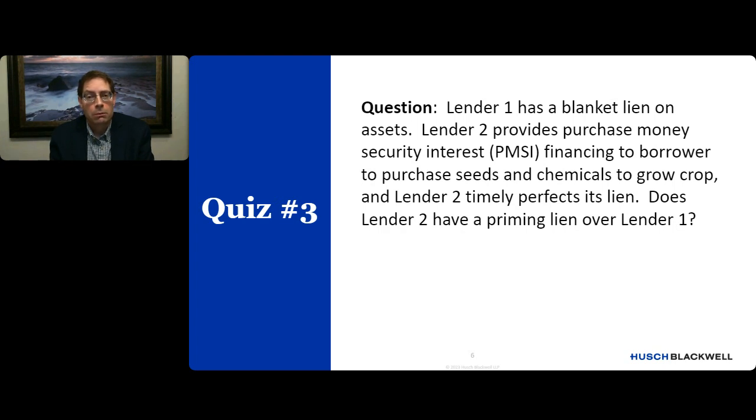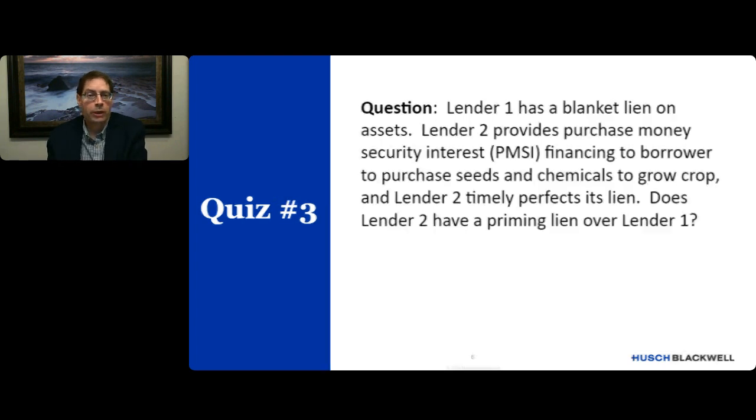Obviously, the crop is harvested and the proceeds come in, but then there's a fight between lender number one and lender number two as to who's in a first priority position. So, big drum roll, what do you think? Who wins here, lender number one or lender number two? Let's see what the Texas Court of Appeals said.